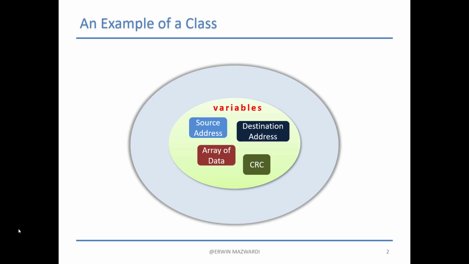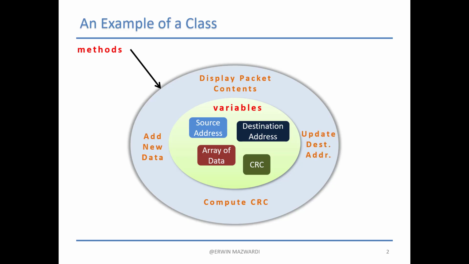That's where methods come in. They are like official ways other objects can talk to our packet. For example, we might have a method that computes the CRC and another one that displays the packet contents and so on. Nice and clean. And just like that, we build a packet class. It holds data and operations that work on that data.